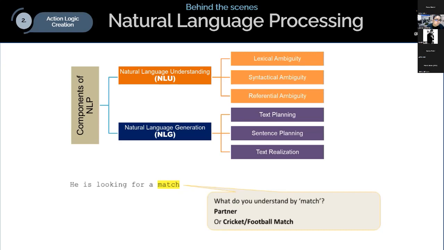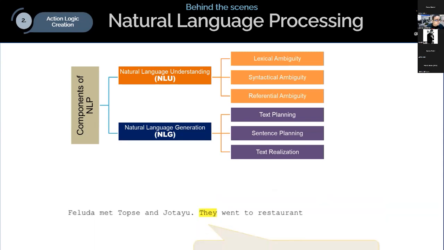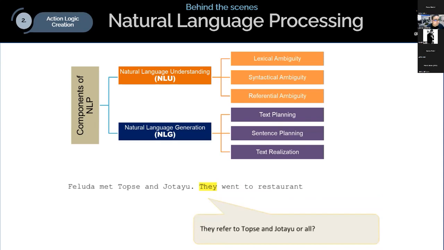So the algorithms are trained in such a way to identify, remove and easily understand the ambiguity between this, right? The other example of syntactical ambiguity: Feluda met Topsy and Joytu, and they went to a restaurant. Now, what is "they" referring to here? It can have more than one meaning. It could be Topsy, it could be Jaitu, or it could be all of them going to a restaurant. So the AI algorithms do syntactical ambiguity analysis to identify what your writing and authoring actually mean, right?